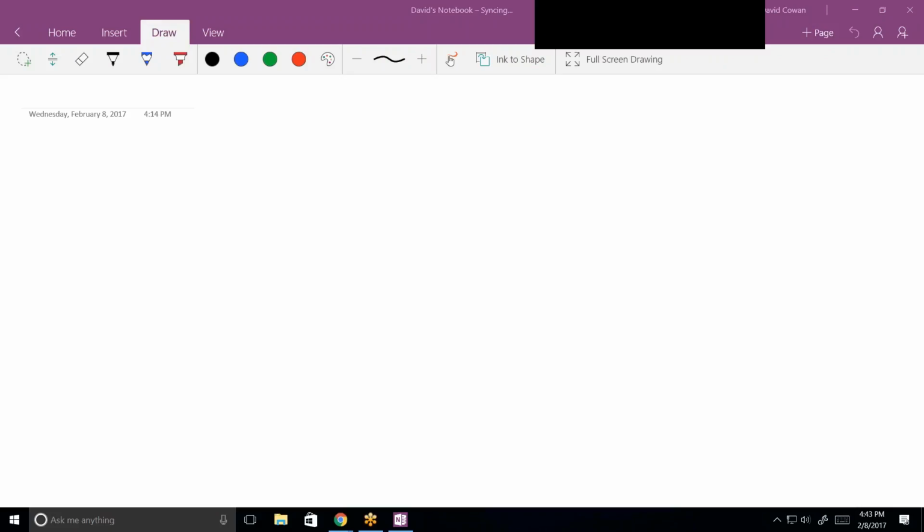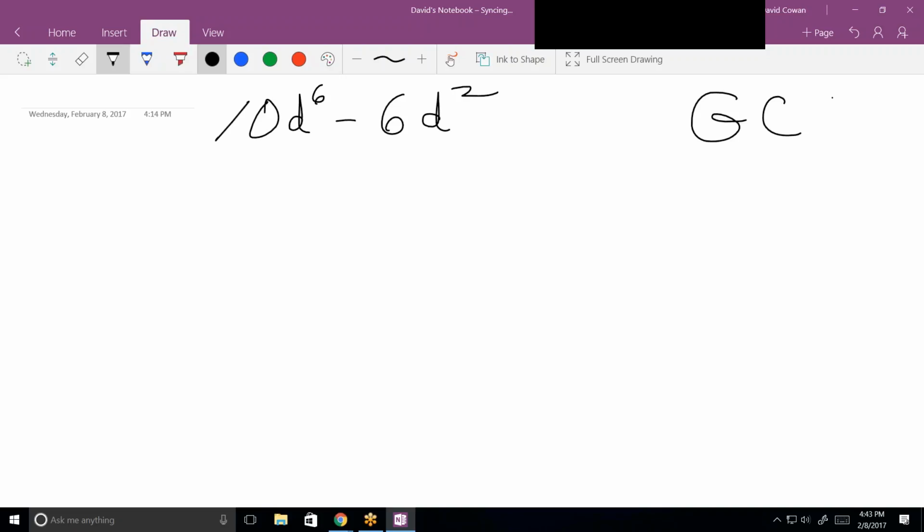First one, I need to factor completely. It's 10d to the power of 6 minus 6d squared. Okay. The very first thing you should always look for when you're factoring is: is there a greatest common factor? Always check that first.